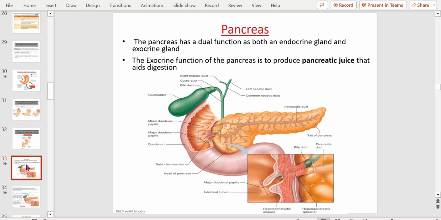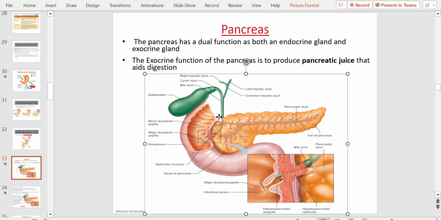So this is where we get into the pancreas, and you'll see the location of the pancreas in conjunction with everything else. There's your duodenum. You'll see other videos call it duodenum, however you say it. The beginning of the small intestine right there. And the pancreas has a dual function. Okay, it's both endocrine and exocrine.